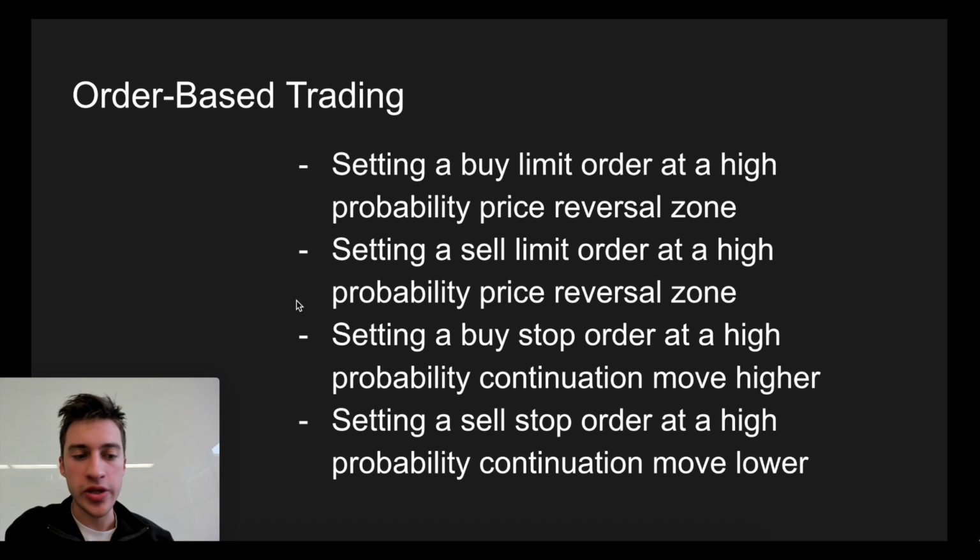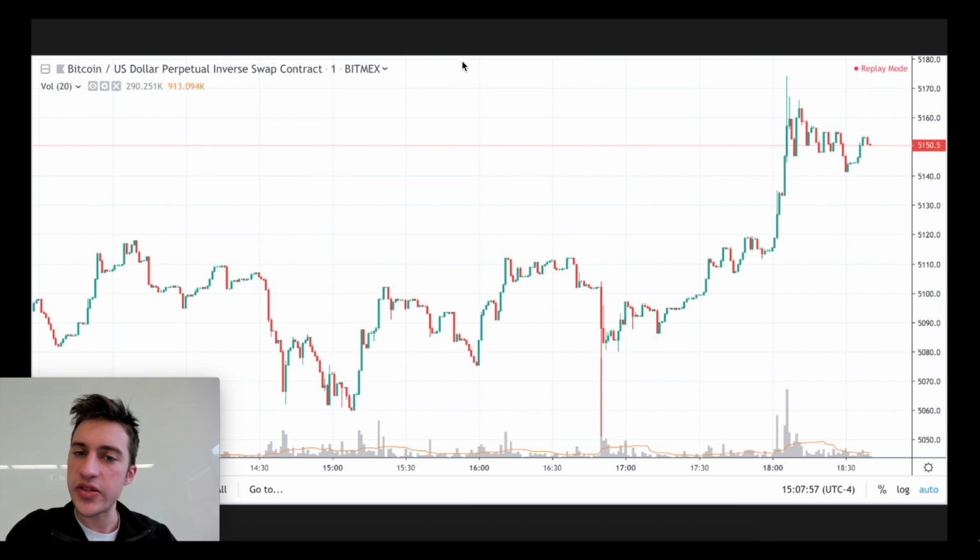And what you could do is you could look for a high probability continuation move. So if you find a certain price point and say, hey, if price crosses this threshold, I think that we're really likely just to keep going up, then you could set a buy stop for that price area. So that if price does reach there, you enter long, and hopefully you get the profit. So I think you guys can begin to see where I am going with this.